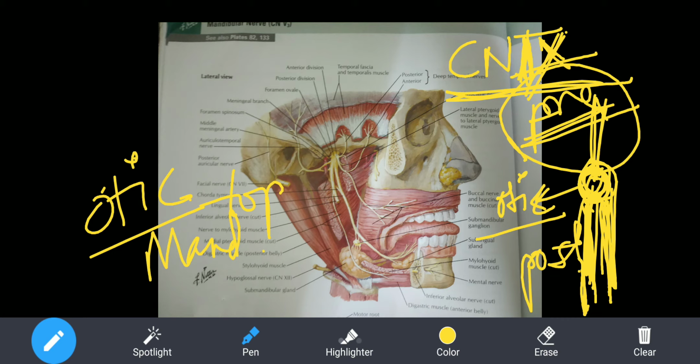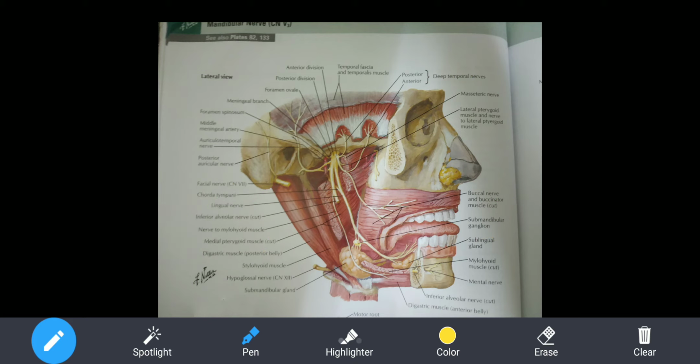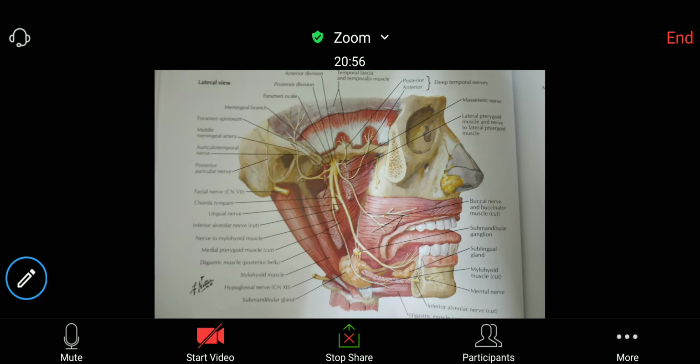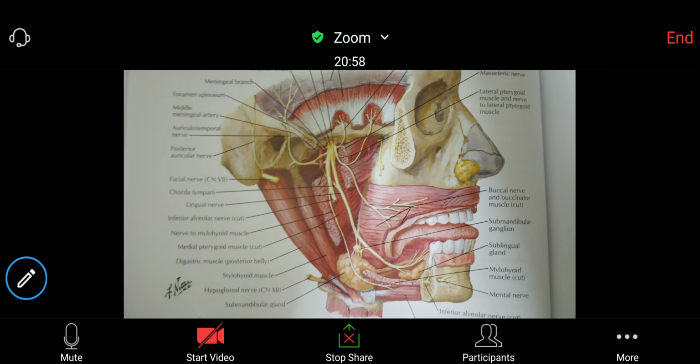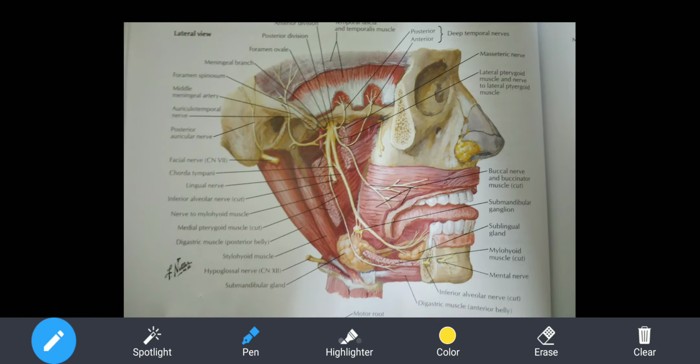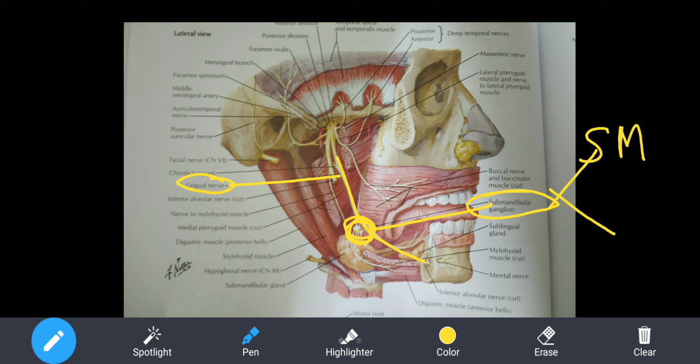Now, one more thing is this lingual nerve. Can you see this lingual nerve? Wait, I will erase everything. Yes. Can you see this? This is the lingual nerve. Correct? Here it is labeled. This lingual nerve forms one ganglion, that is the submandibular ganglion. This submandibular ganglion further supplies the submandibular gland and the sublingual gland.